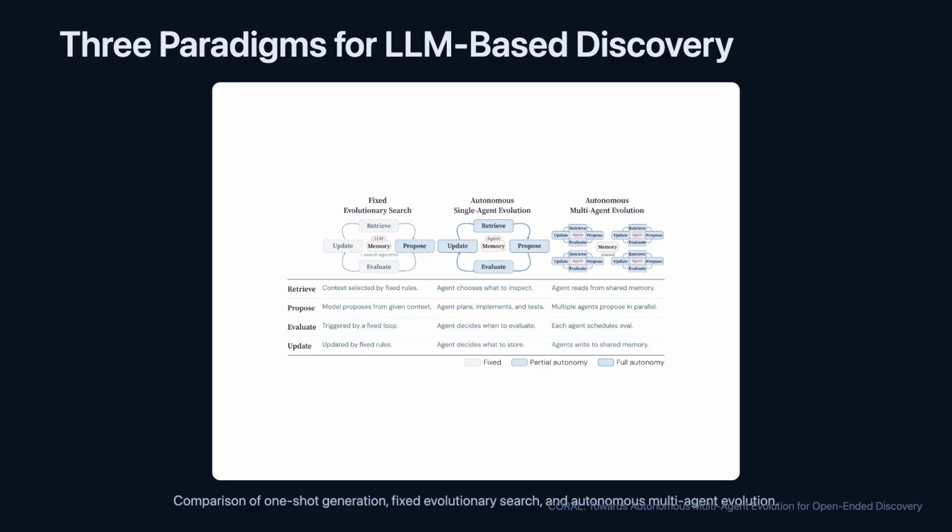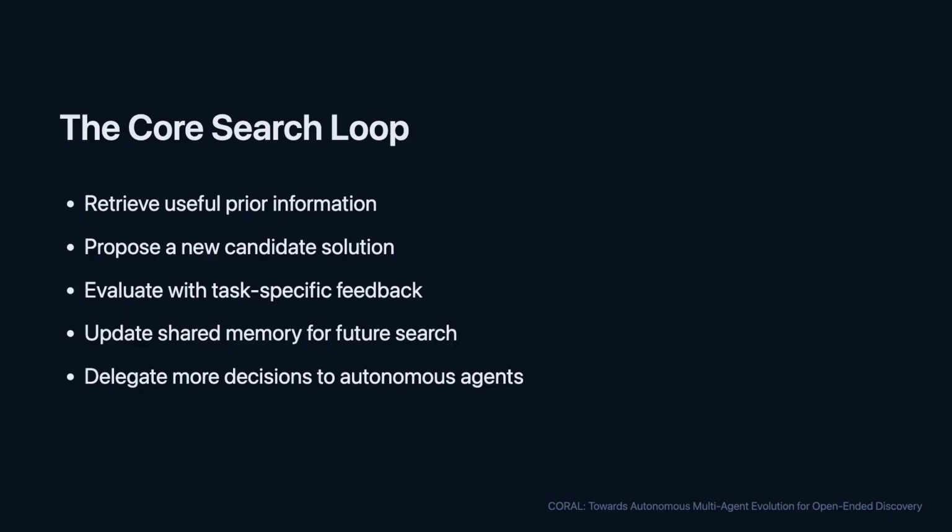Instead of a rigid outer algorithm deciding what to inspect, mutate, and remember, the agents themselves take over much more of the search process. In open-ended discovery, progress usually follows a simple pattern. A system retrieves prior information, proposes a candidate, evaluates it, and updates memory. Fixed evolutionary search hard-codes many of those choices. For example, it may use predefined rules to select parent solutions or update a population. Coral's key claim is that these decisions are part of the intelligence needed for discovery. Agents should decide what evidence matters, when to test, when to pivot, and what knowledge deserves to be preserved.